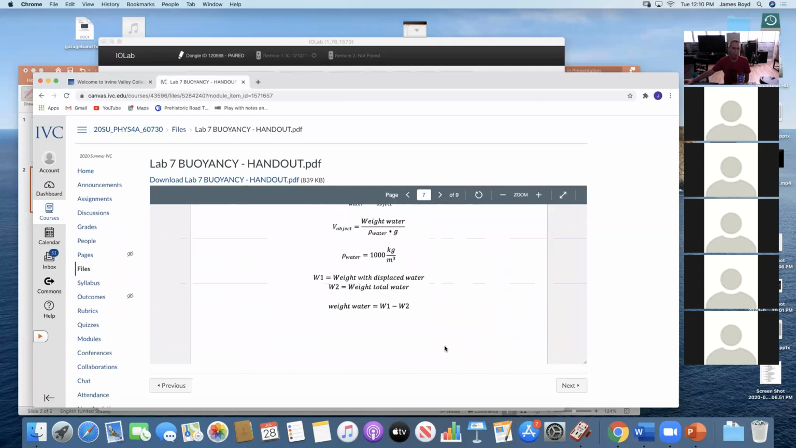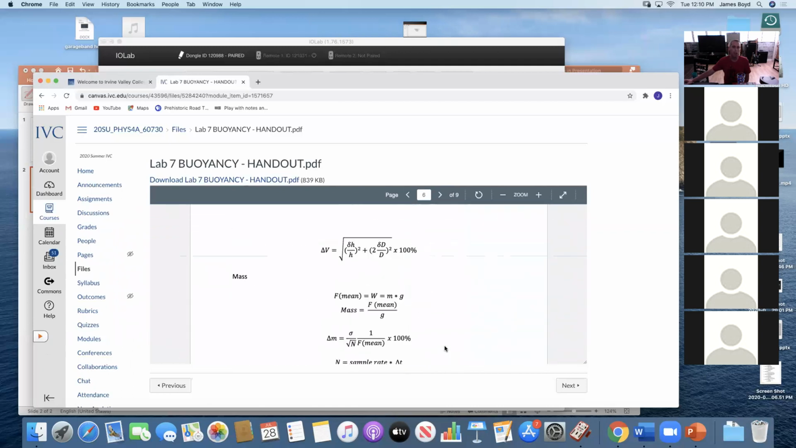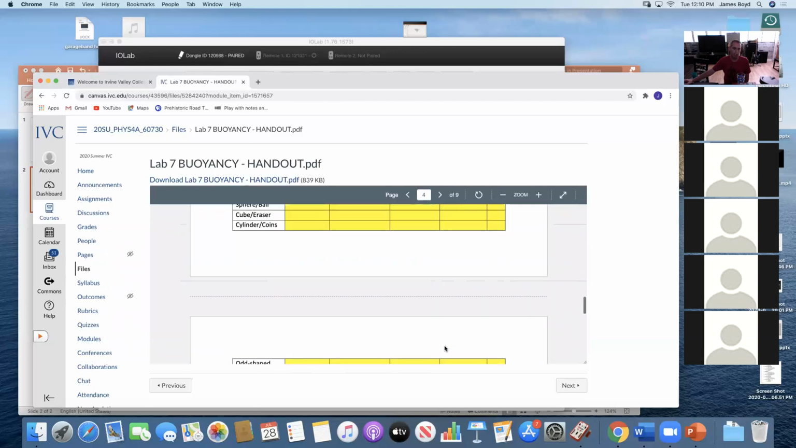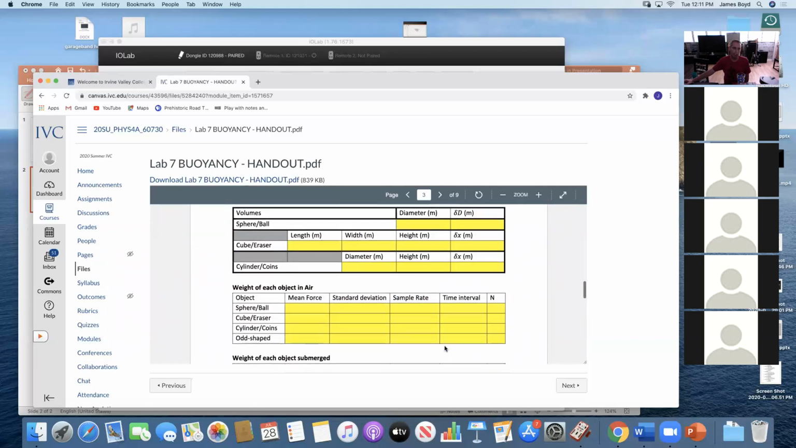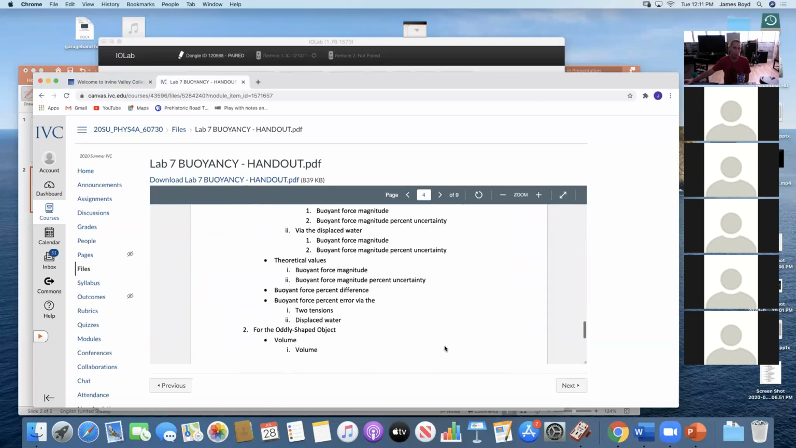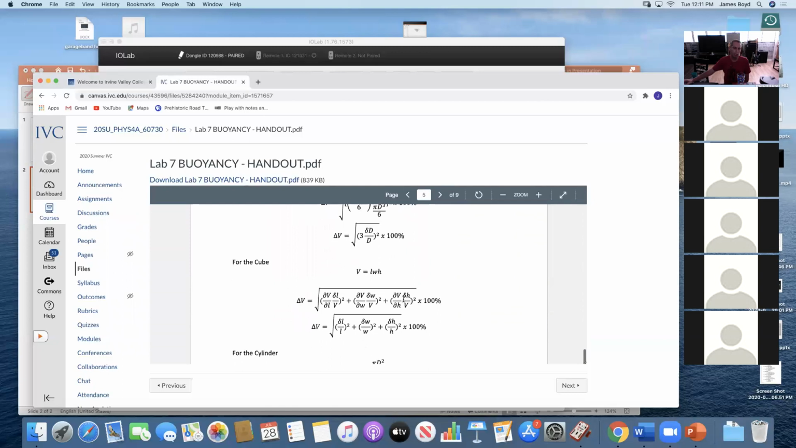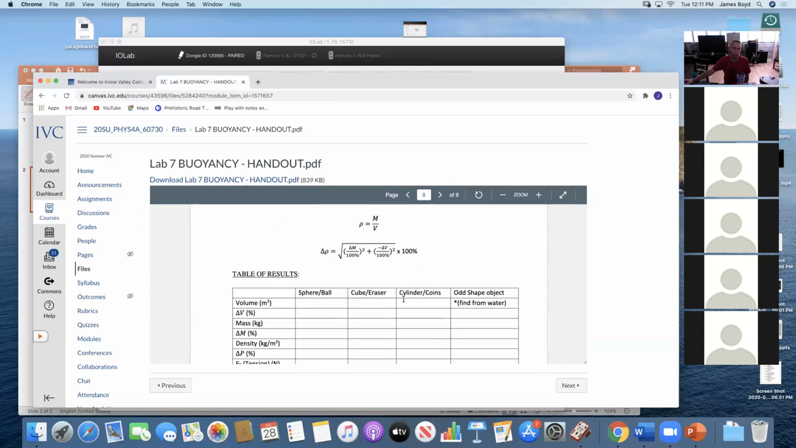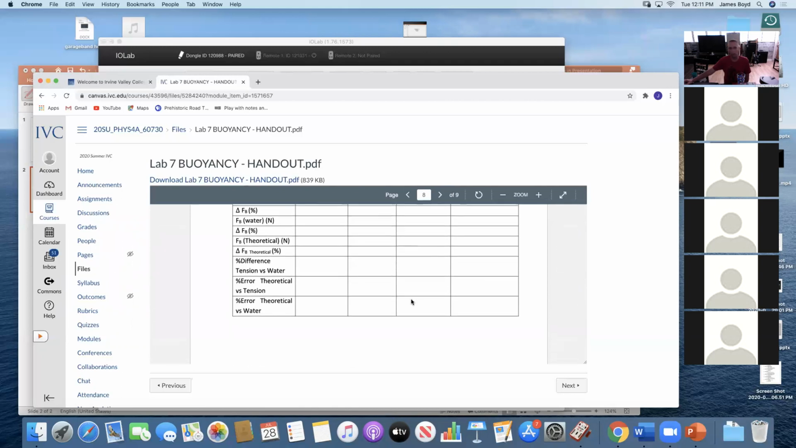If you're doing this in a group of 3, one person should do the actual experiment and fill out this data table for you guys. Everything in yellow, you should figure out or fill out. One person should do the calculations and the table of results. And then finally, one person should do questions and conclusion.